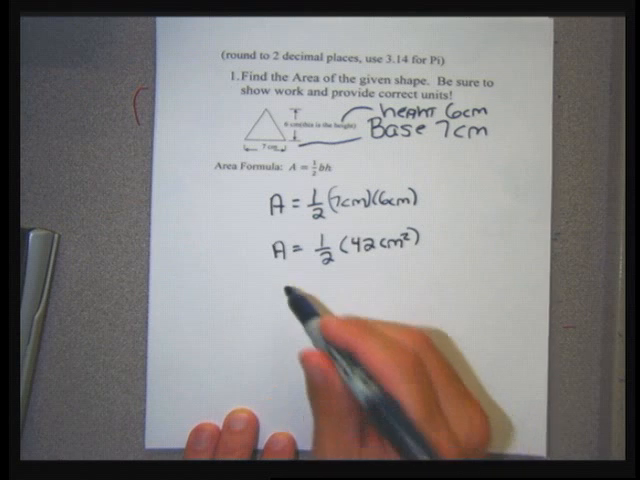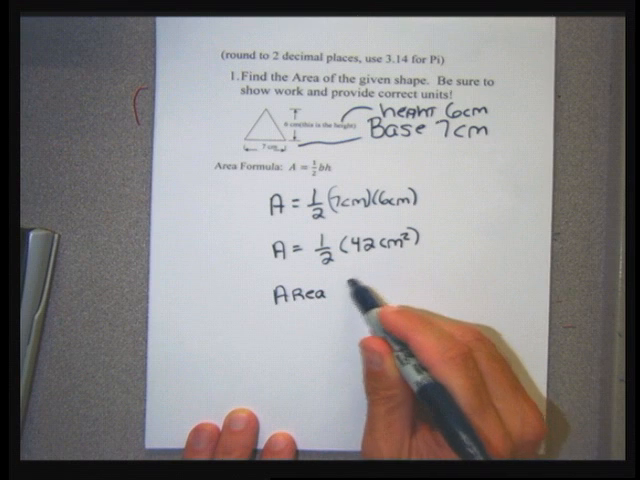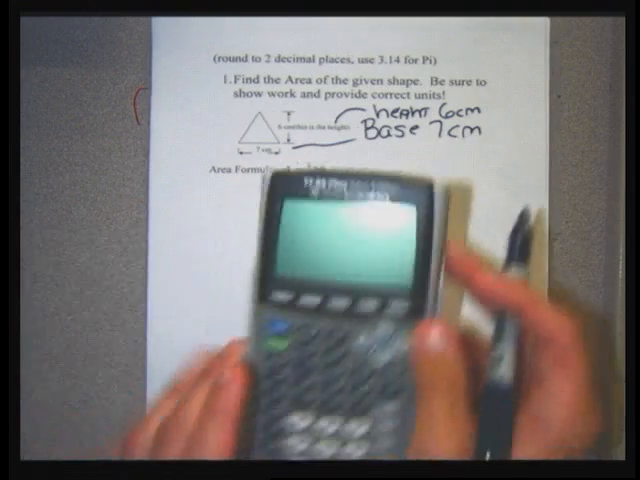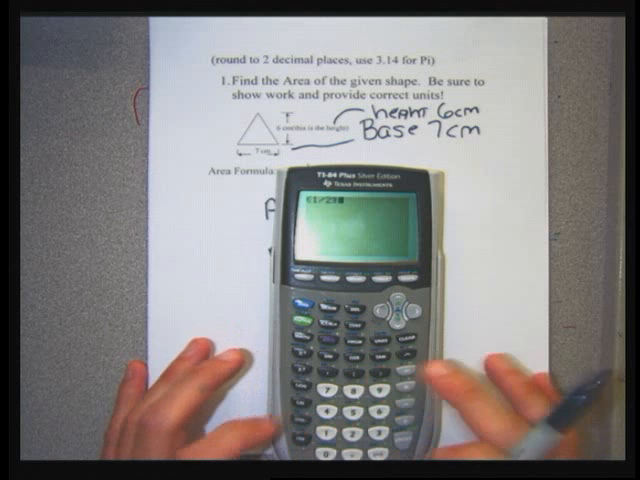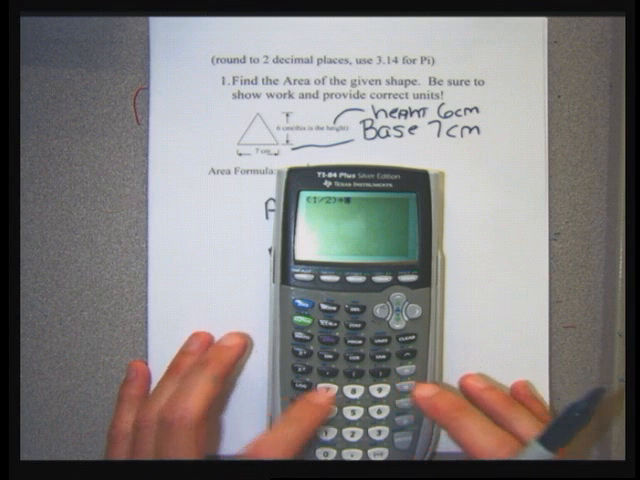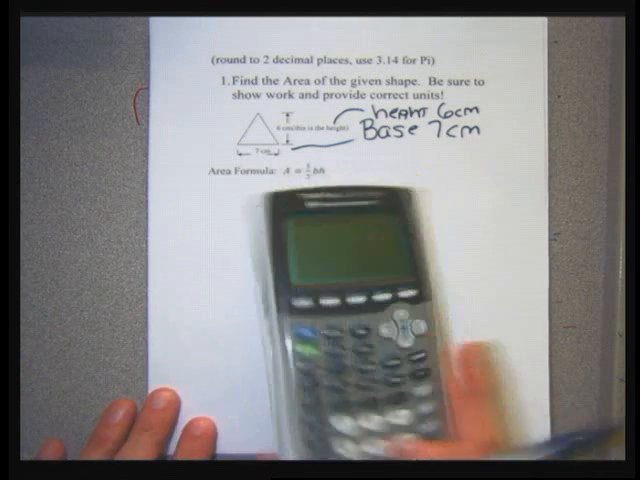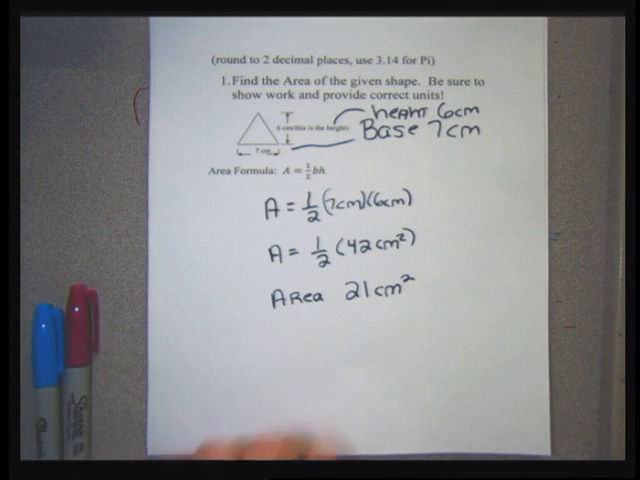I certainly could have done this on my calculator. Could have gone 1 divided by 2 in parentheses times 7 times 6. I can't put the units on my calculator, but I certainly could have done parentheses 1 divided by 2 times 7 times 6, and it would give me the 21 the same way. So 21 is the number that I need. The units that I need are square centimeters because I'm multiplying centimeters times centimeters. That's a friendly problem, hopefully. There's a lot of friendly problems and some harder problems, just too many problems, I think.